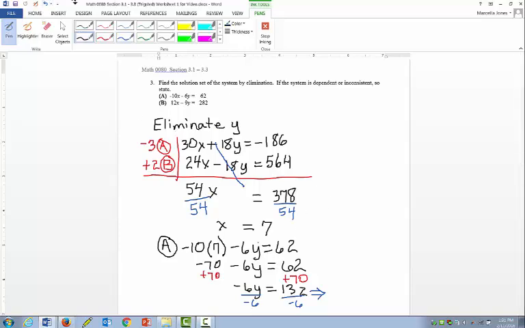So when I divide both sides of the left by negative 6, I'm simply left with y. And 132 divided by negative 6 gives me a negative 22.